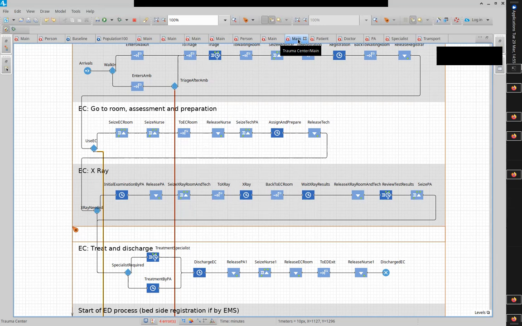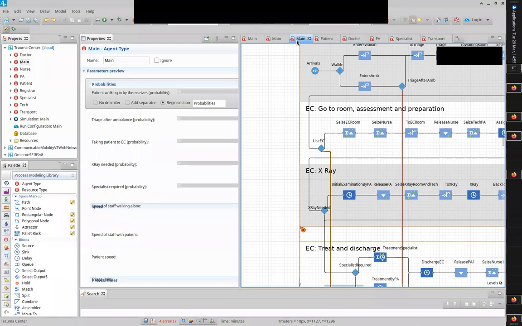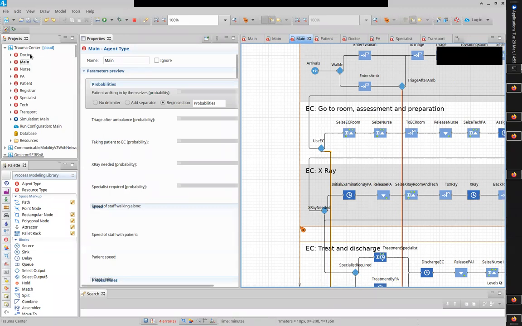This is a different language. It's a different language than stocks and flows. It's a different language than state charts. It's a language for describing resource-limited workflows. In other words, there's a workflow. You have to go through a set of steps, but they are resource-limited. You wait for a while until resources are available. And what sort of resources? What are the sort of resources for which you wait? Doctors, nurses, PAs, registrars, specialist techs, and transport. Those are the sorts of resources.